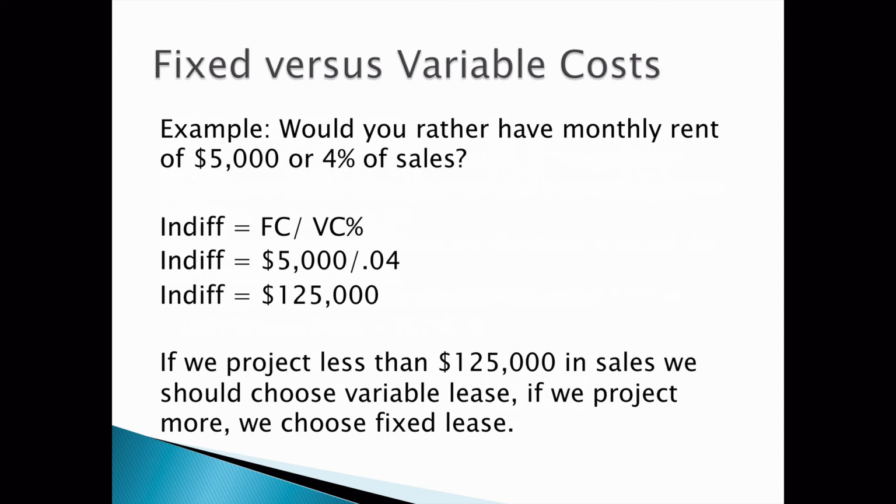On the other side of that, if our sales are larger than $125,000, we want the fixed cost, because if we use the variable cost, our expense is going to be higher. So if we thought our sales were going to be $200,000 and we chose the variable cost percentage, then our rent's going to be $8,000 as opposed to $5,000. So it really depends on what we project our sales to be, whether we decide to have a fixed lease or a variable lease, or a fixed cost or a variable cost, if we have the option.